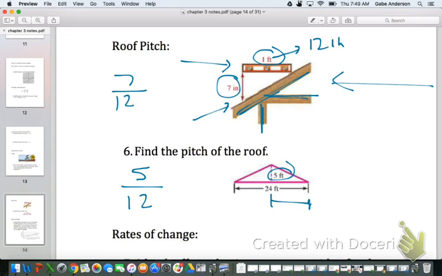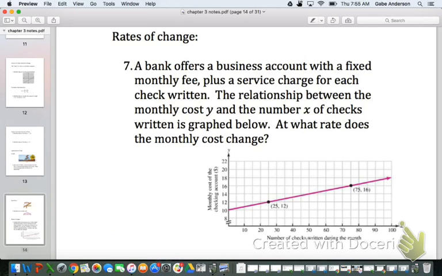Okay, any questions? 2 applications down, 1 to go. The first one was grade, right? Like the percent grade of a road. The second one was this roof pitch. And the final one is going to be rates of change. So flip on over to that one. Whenever you see the word rate or rates of change, something along those lines, that almost always means slope.